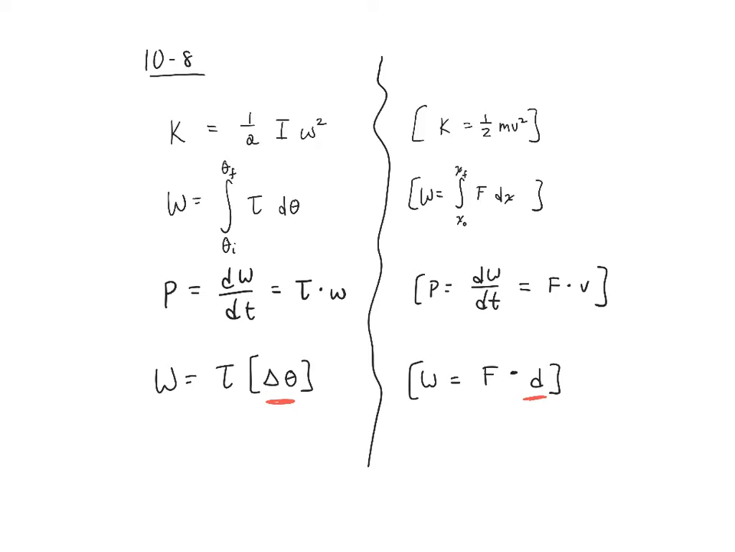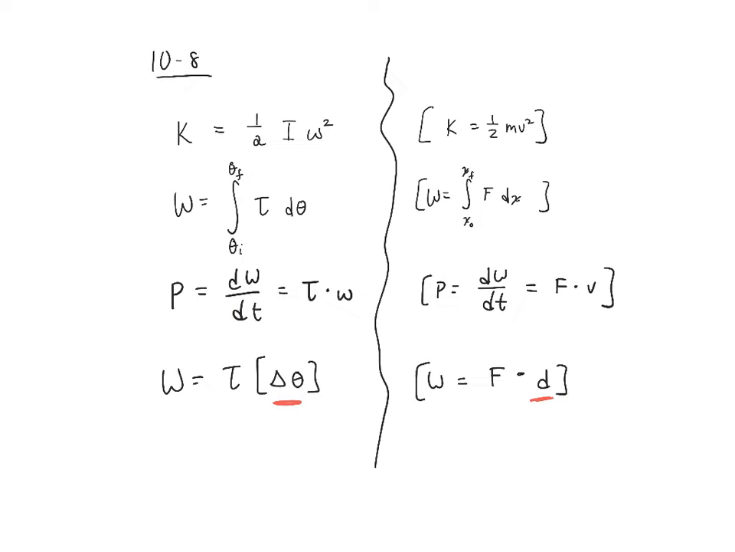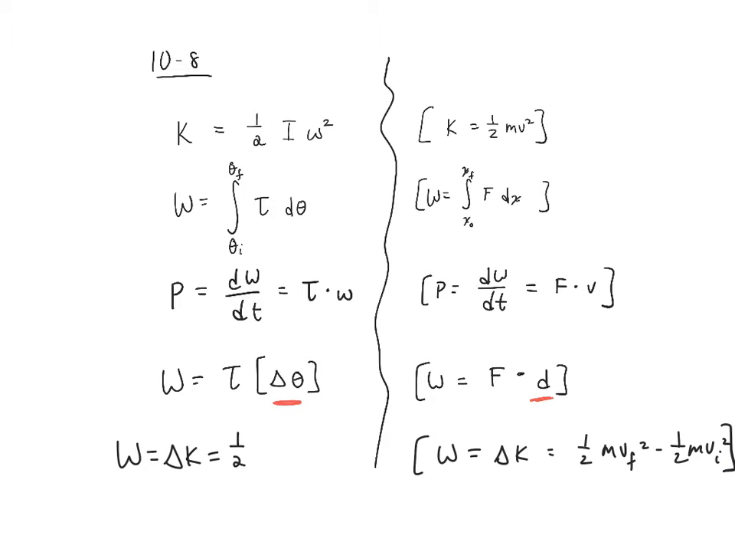All right. The last formula here is our kinetic energy. If we think about the work kinetic energy theorem, we said with linear motion that work equals the change in kinetic energy, which was 1/2 m v final squared minus 1/2 m v initial squared. And that was linear motion. So it's going to be the same thing with rotational. Work equals the change in kinetic energy, 1/2 I omega final squared minus 1/2 I omega initial squared.